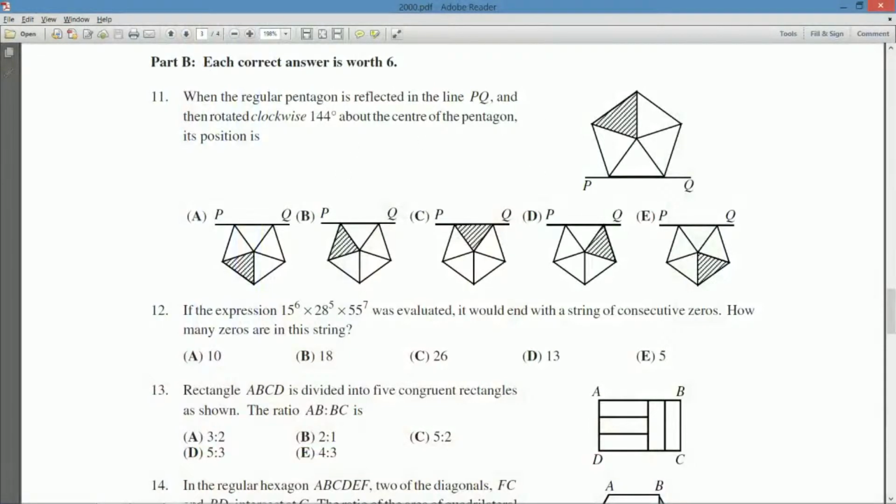So, when the regular pentagon is reflected, we got this pentagon over here, in the line PQ, and then rotated clockwise 144 degrees about the center of the pentagon, the position is... Alright, so that's what we're asked to figure out. So probably the easiest way to do this sort of question is to actually go through the steps, step by step, and figure out where exactly this pentagon is going to end up once we've reflected it in the line PQ.